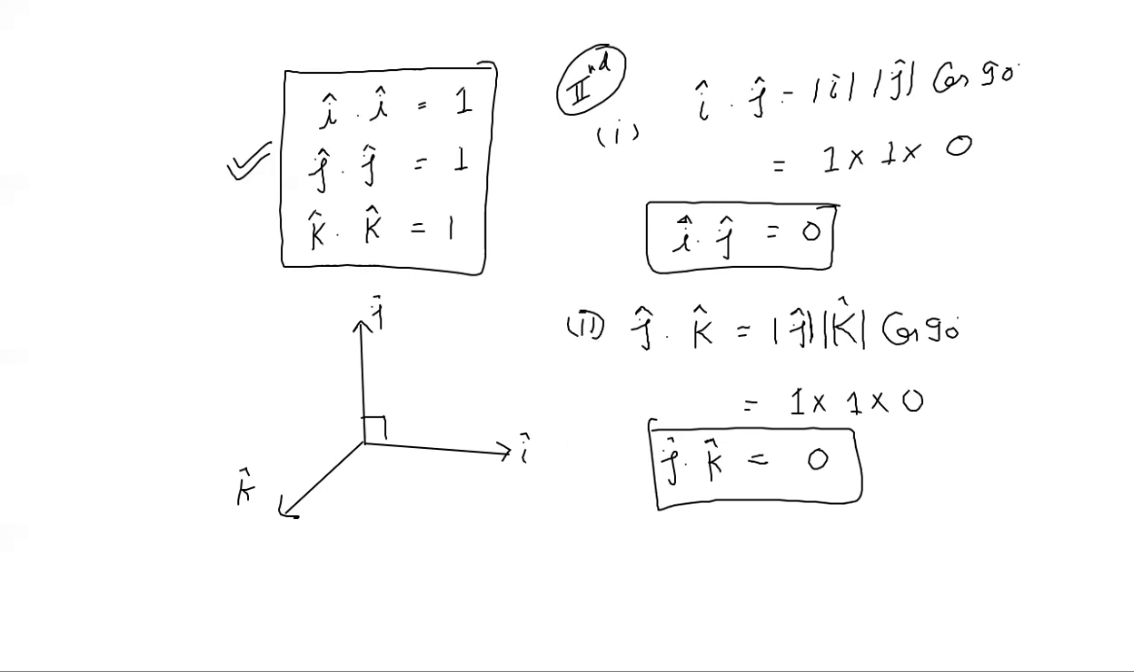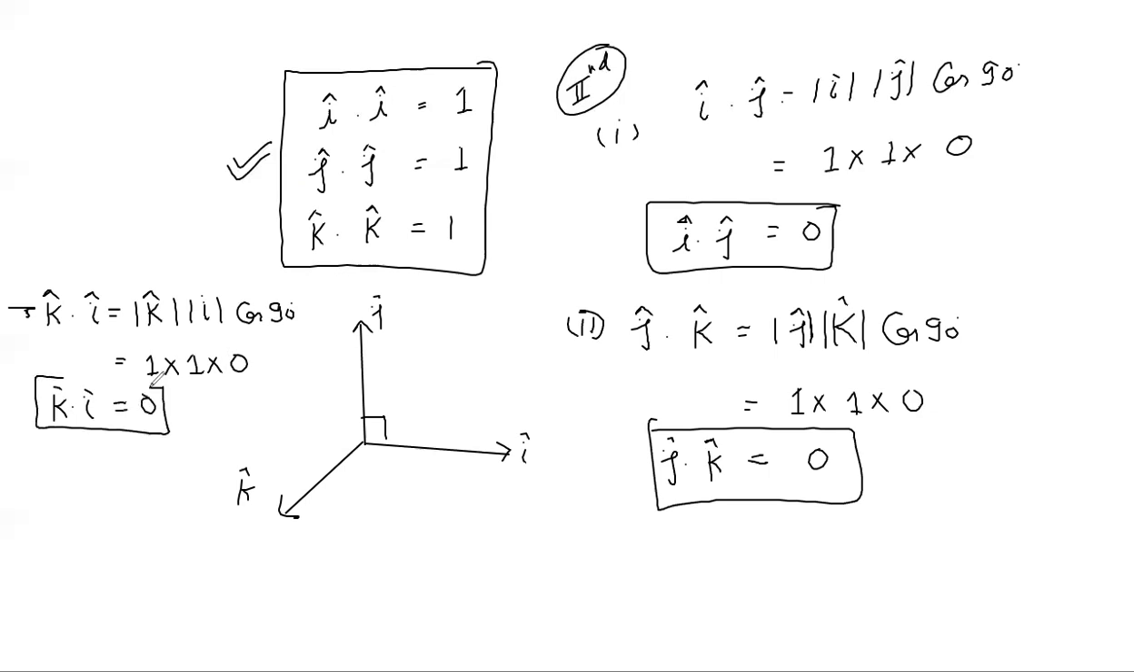Okay. And if we write third, k dot i, if we take the dot product k dot i, then what we get? k dot i equal to mod k, mod i cos 90. So mod k equal to 1, mod i equal to 1, and cos 90 equal to 0. So k dot i becomes 0. So i dot j, j dot k, and k dot i equal to 0. This point is clear.